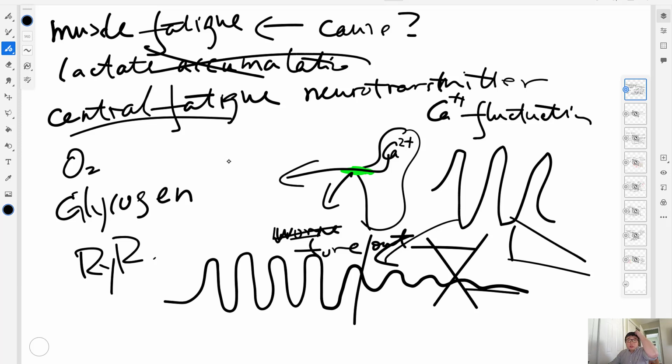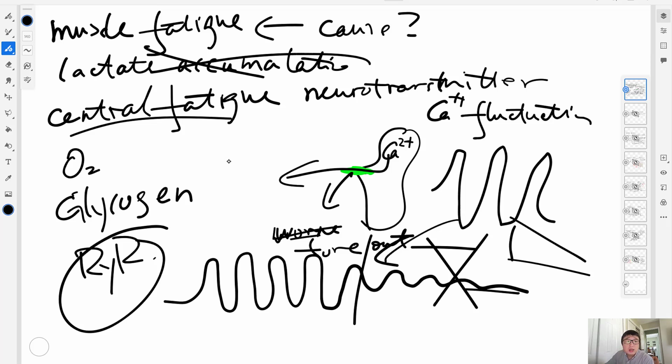And why can you gradually recover? Because the muscle can produce more RYR, a new RYR, to replace the older one to cap the sarcoplasmic reticulum. And this is probably the most promising explanation of muscle fatigue.